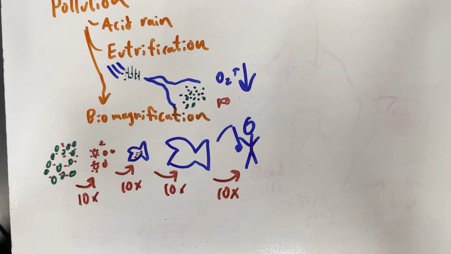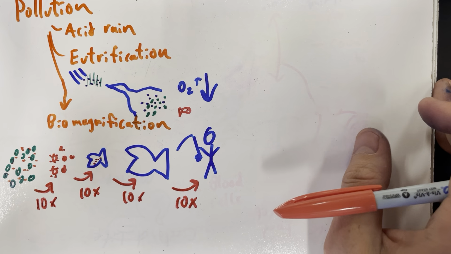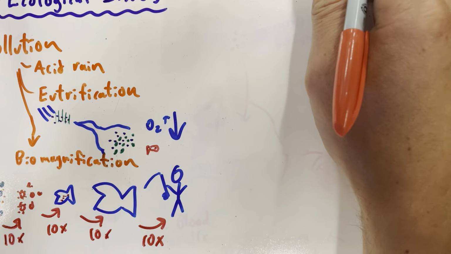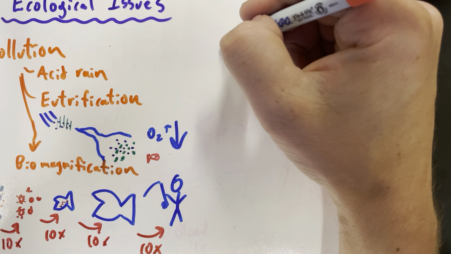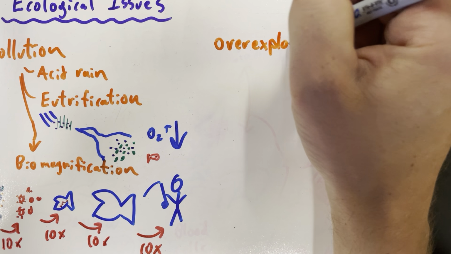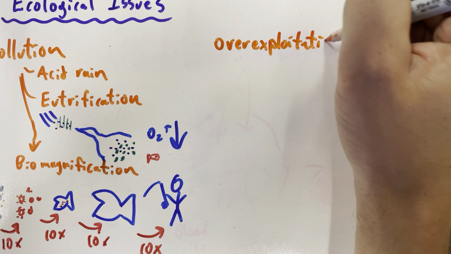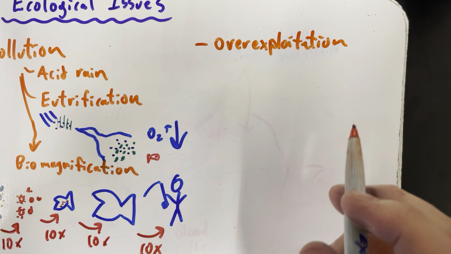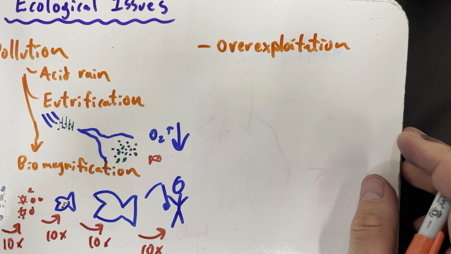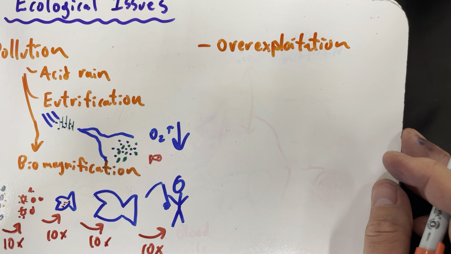Two other issues. One of the main ecological issues is overexploitation by humans. Yeah, like overfishing, right? This comes down to oftentimes just the tragedy of the commons. Have you guys heard of that before?